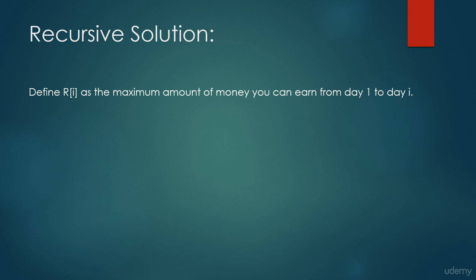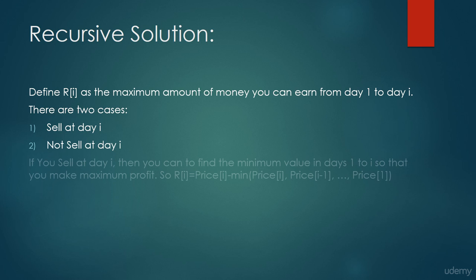A recursive solution that might come to our mind is to define R(i) as the maximum amount of money you can earn from day 1 to day i. So there are two cases here which might happen. The first case is we sell at day i. So we've already bought before and we sell at day i. Or we don't sell at day i, so whatever we bought before, we leave it and we don't sell it. So let's consider both cases.